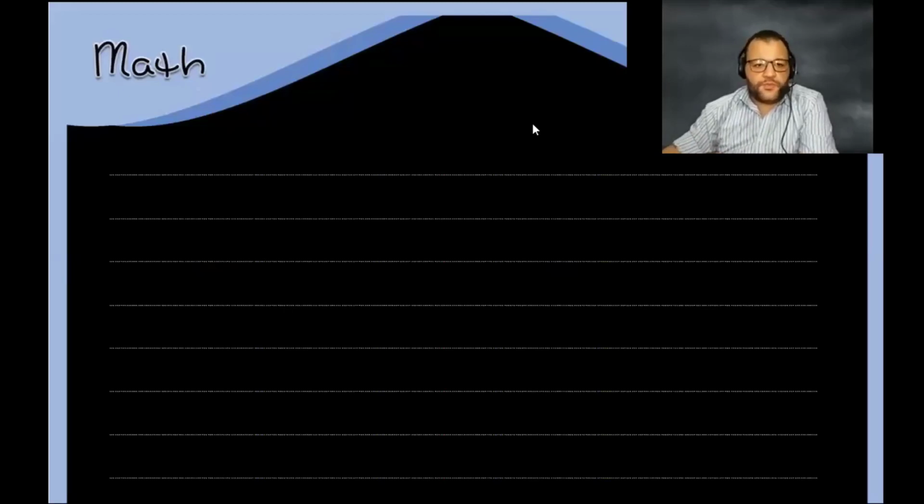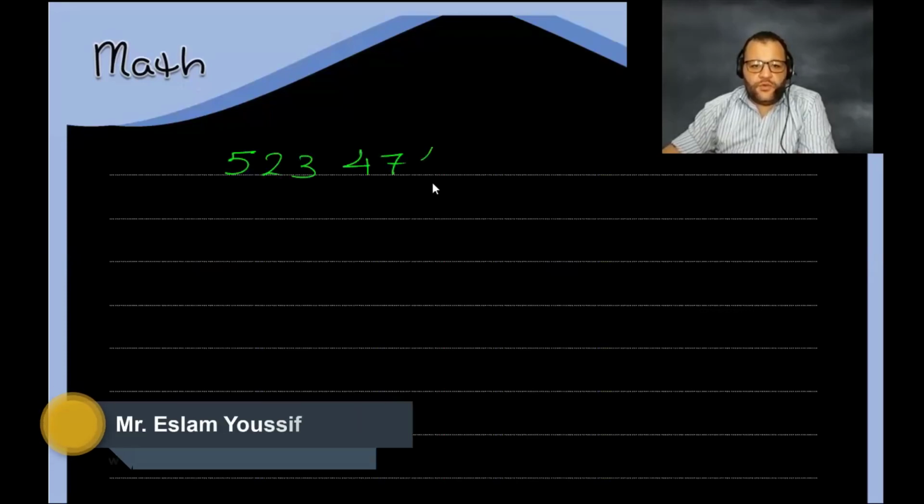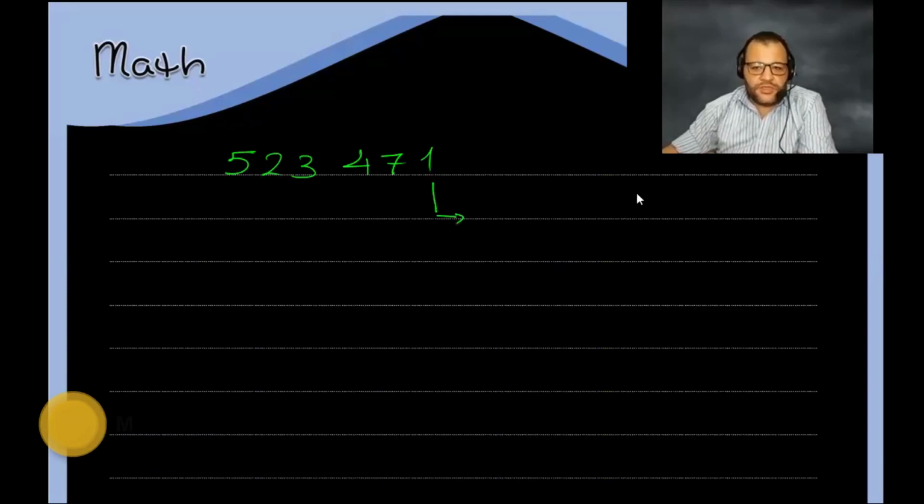Leave the book now. Suppose that we have a number like 5, 2, 3, 4, 7, 1. Now I need to know the place value. What is the place value of 1? If you know the answer, please raise your hand. Ryan, what is the answer? What is the place value for 1? The place value for 1 is ones. One's place. Okay, thanks.